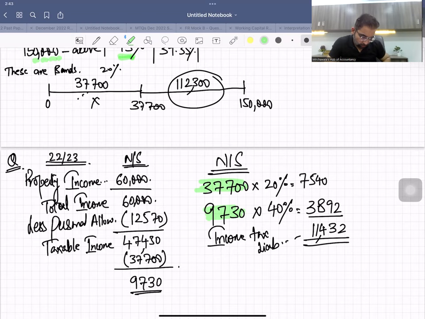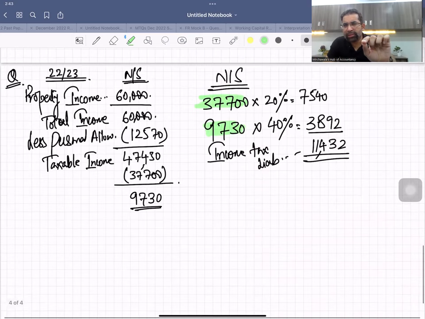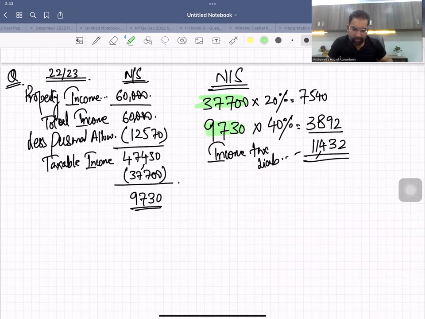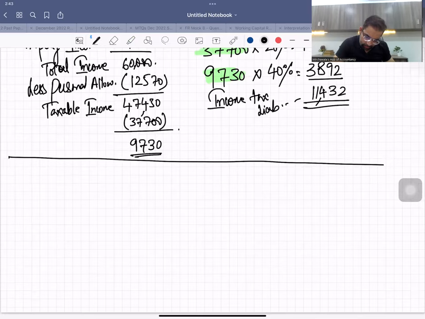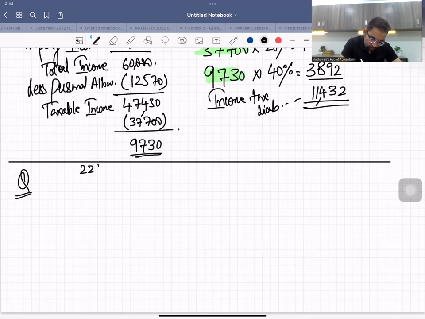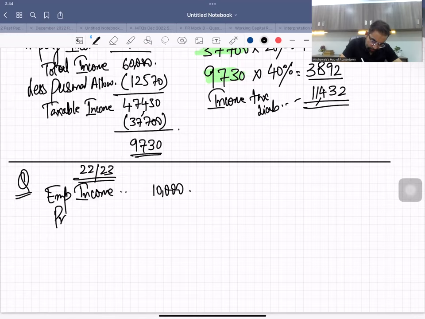Okay, now I'm moving to the second question. If you want to copy it, just pause the screen and copy it. Very simple. That's the flexibility of recorded lectures, right? Now I'm moving towards question number two. Now we have in 2022-23 one employment income of 10,000 and one property income of 25,000. Sorry, make it 25.